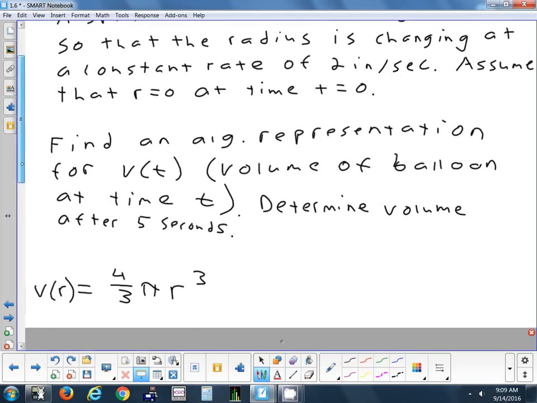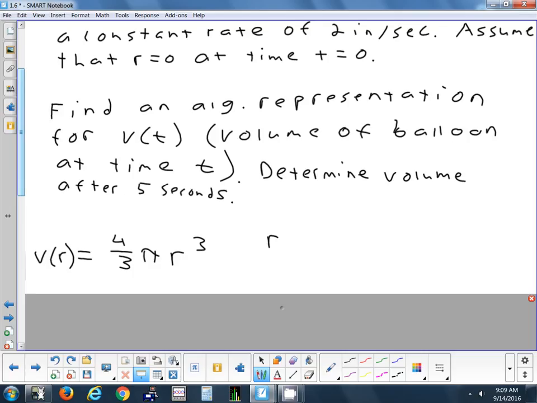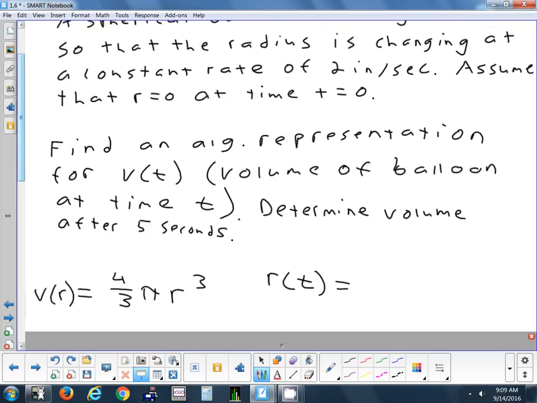All right, now let's find a formula for our radius as a function of time. Can somebody give me a formula for my radius as a function of time? In other words, you tell me a time, plug it into this formula, and it'll tell you what the radius of the balloon is at that time. Well, let's think about at 0 seconds. What's the radius of the balloon at 0 seconds? 0. Yeah, it doesn't tell us much.